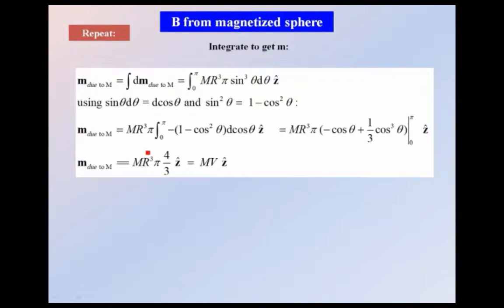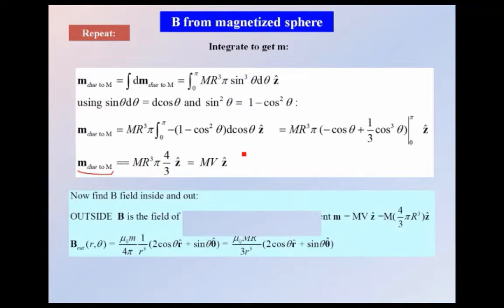That value was right here. The magnetic dipole that is due to that magnetized material is just equal to m times the volume of the sphere, z hat. If we leave it in terms of the radius of the sphere, you see here is 4/3 pi r cubed. That led then to finding the field outside first.